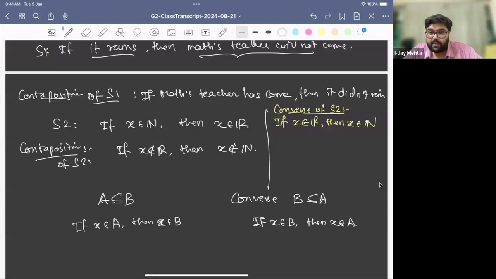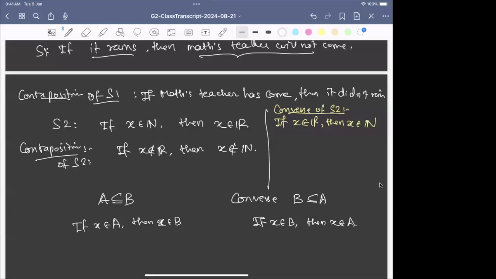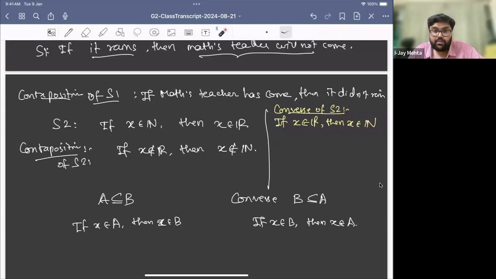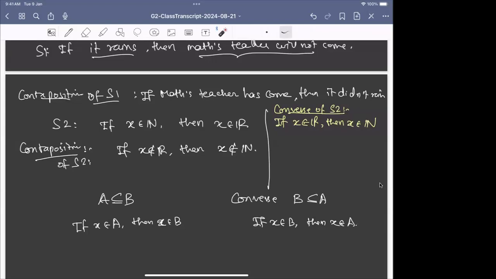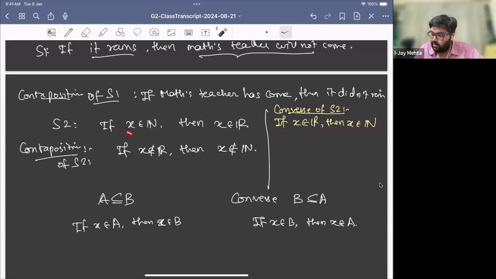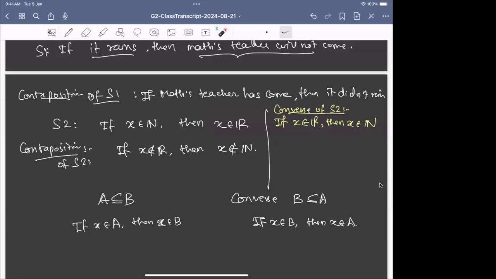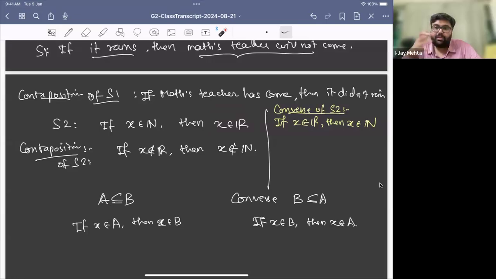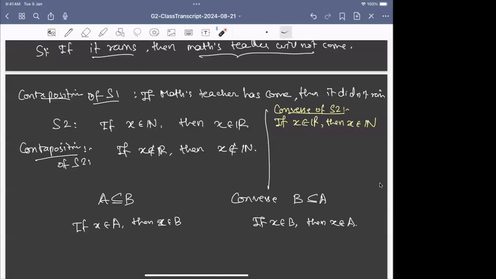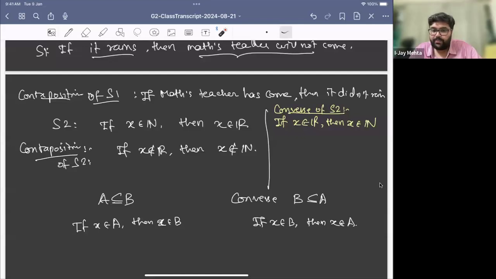Yes, Sumit? Sir, can you repeat the concept of converse? Converse of S2. So I'm asking this: if x is in N, then x is in R. That's a statement. Now I can ask the other way also. Suppose x is a real number, can I conclude that x is a natural number? That's a converse. So if I am in Gujarat, then I am in India. What is the converse? If I am in India, then I am in Gujarat. What do you think? Is that true or not? Yes, sir. It is true. If I am in India, then can you say that I am in Gujarat?